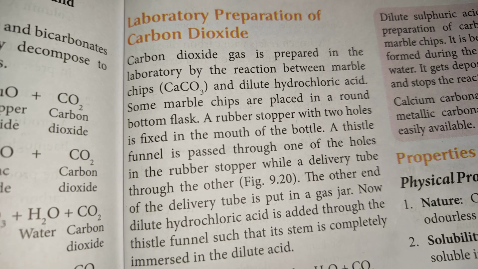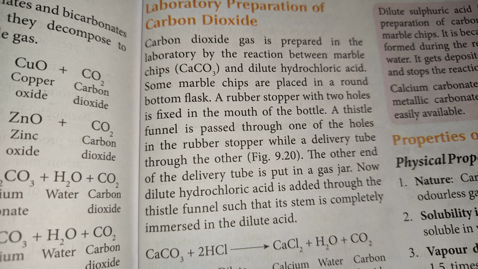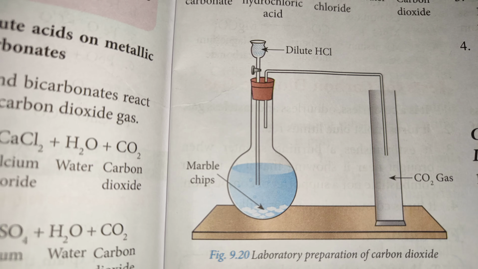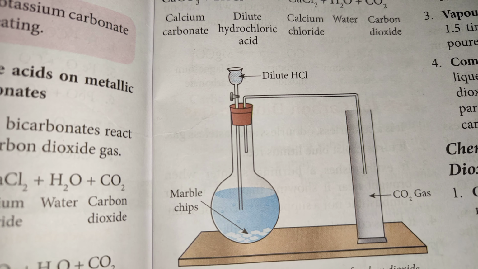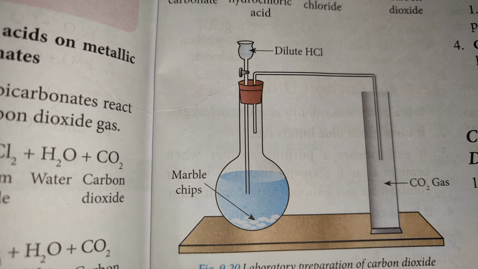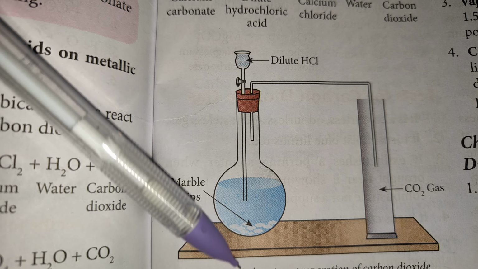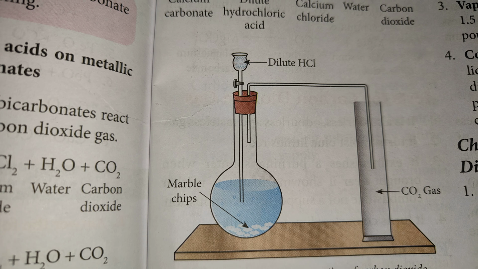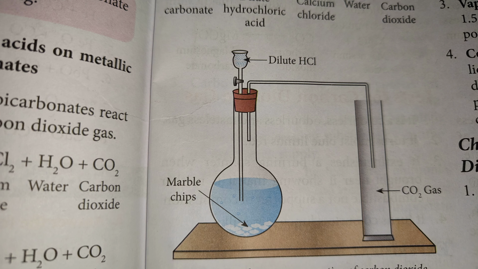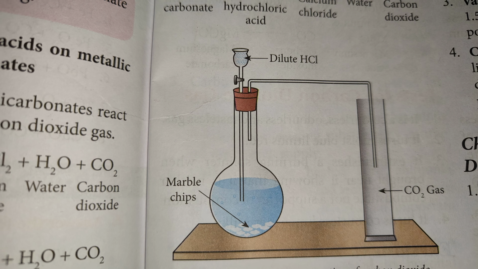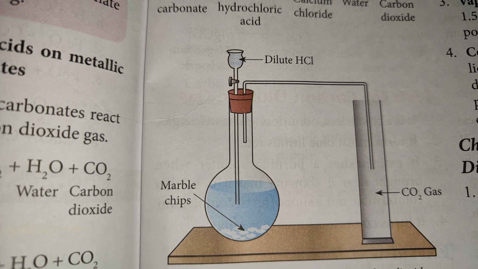Laboratory preparation of carbon dioxide. Students, how can we prepare carbon dioxide in the laboratory? For this, we have to take a round bottom flask and keep marble chips in it. Marble chips are the little pieces of marble. The marble which you know, the little pieces of that marble are called marble chips.